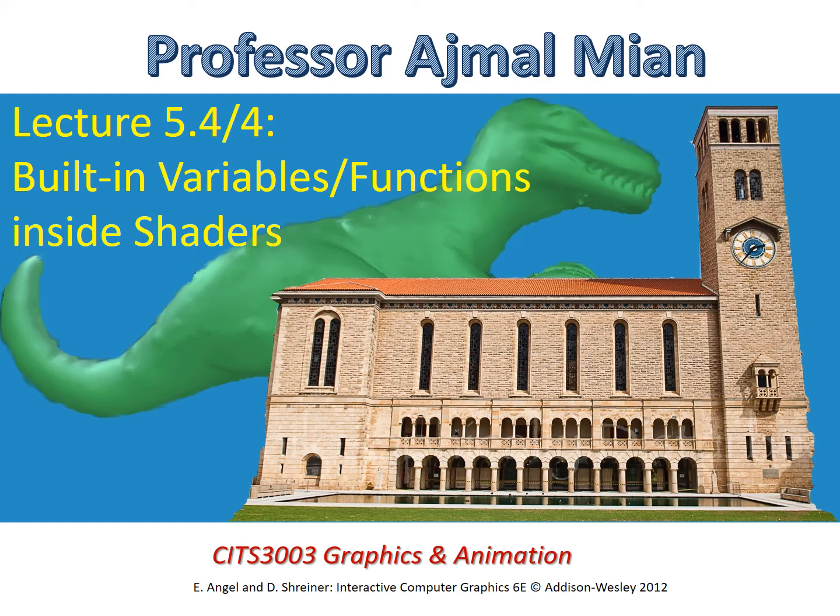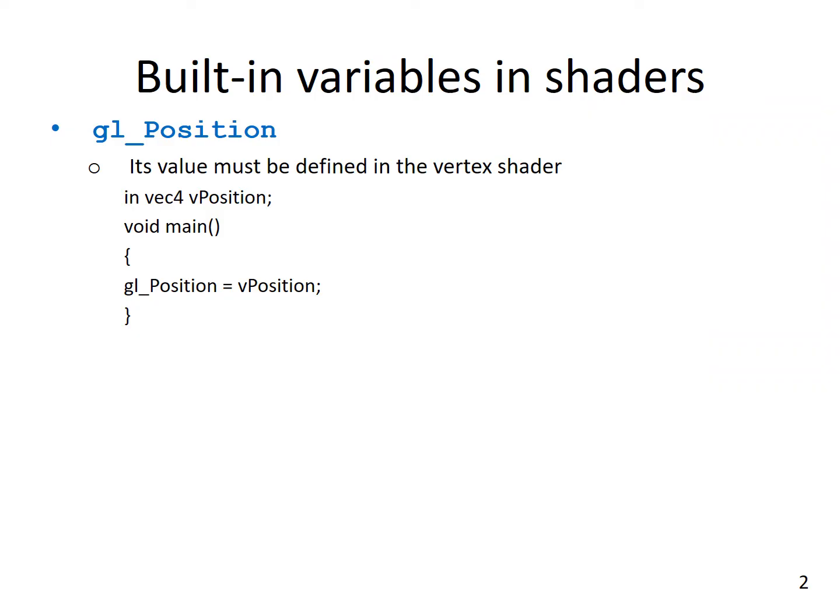Shaders have a very specific functionality in the OpenGL pipeline. Hence, they have inbuilt variables and functions to help you out. One such built-in variable is the gl_Position. Its value must be defined in the vertex shader.